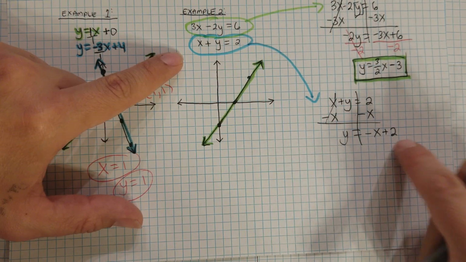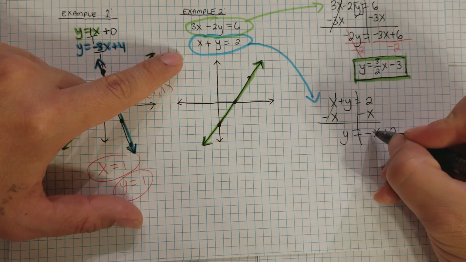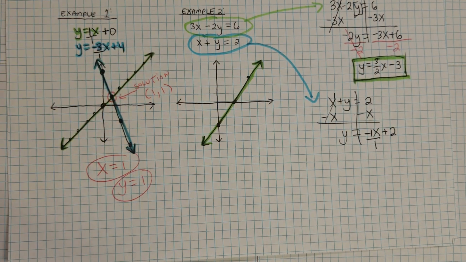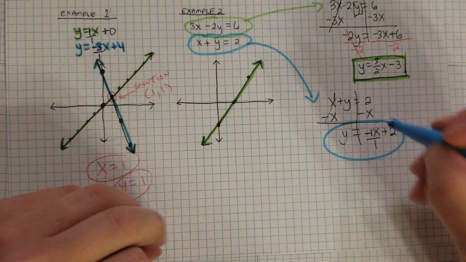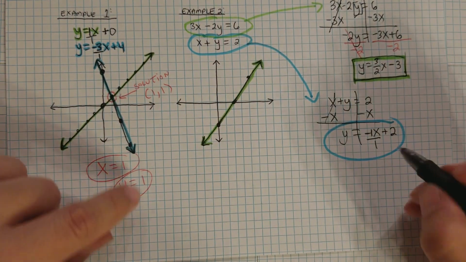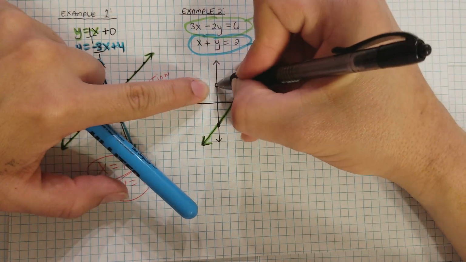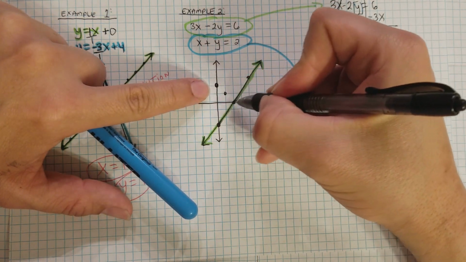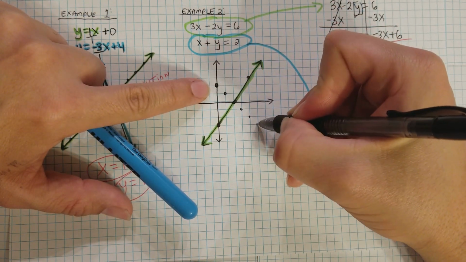Now, I started at 2, and then the number that's in front of the x would be a negative 1, so I can write it as negative 1 over 1. Now that I have the y by itself, I can graph this. We're going to start at 2 on the same graph. We're going to go down 1 over 1, and keep going down 1 over 1.